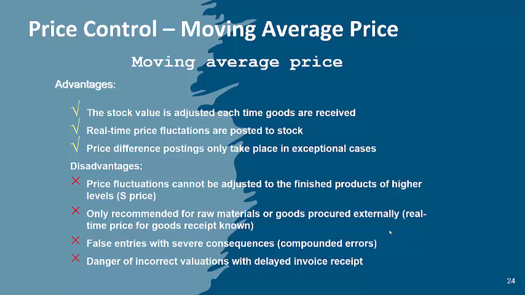Now, what are the disadvantages of moving average price? Price fluctuation cannot be adjusted to the finished products of higher levels. So this is one of the major drawbacks. Only recommended for raw materials or goods procured externally. Real-time price for goods receipt known. False entries with severe consequence. There can be compounded errors in case of moving average price. Danger of incorrect valuation with delayed invoice receipt. If the invoice receipt is delayed, there is a danger of incorrect valuation.